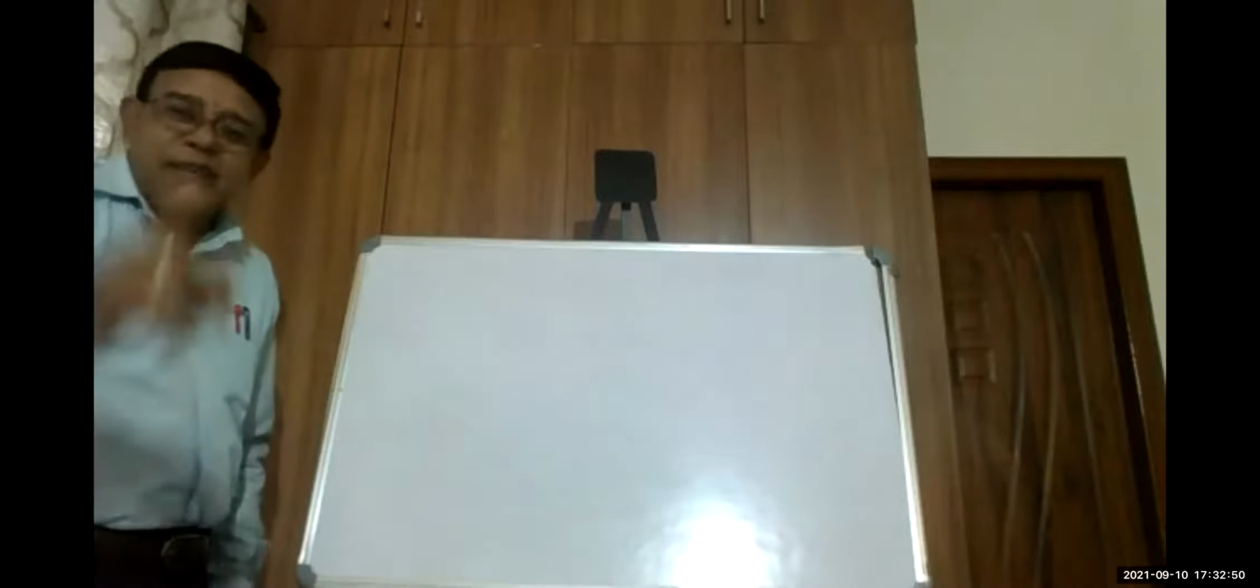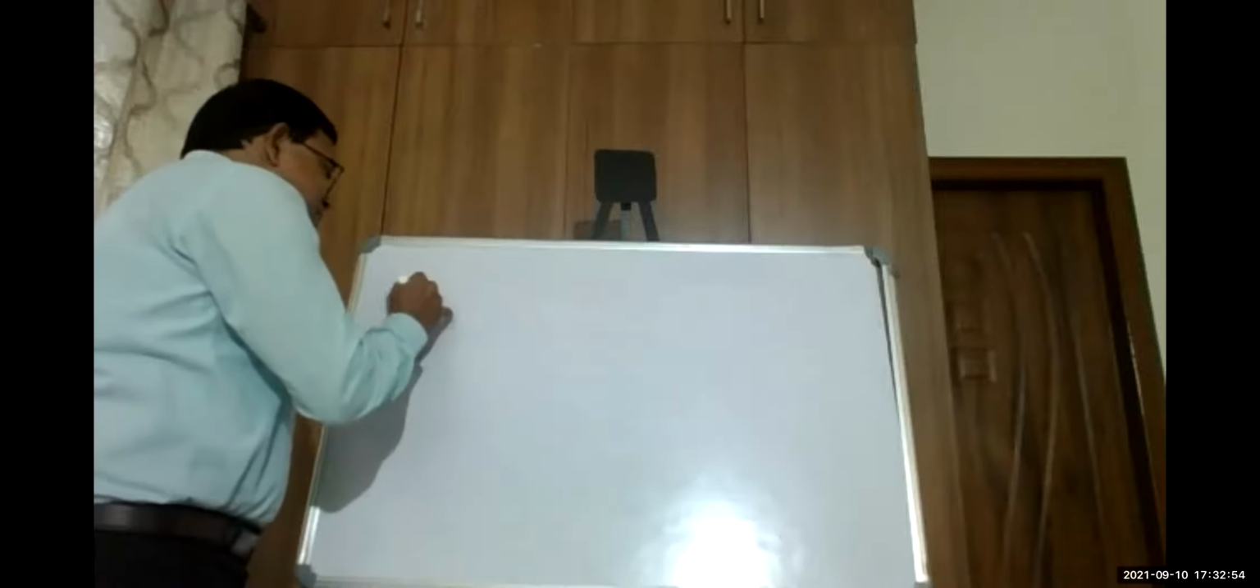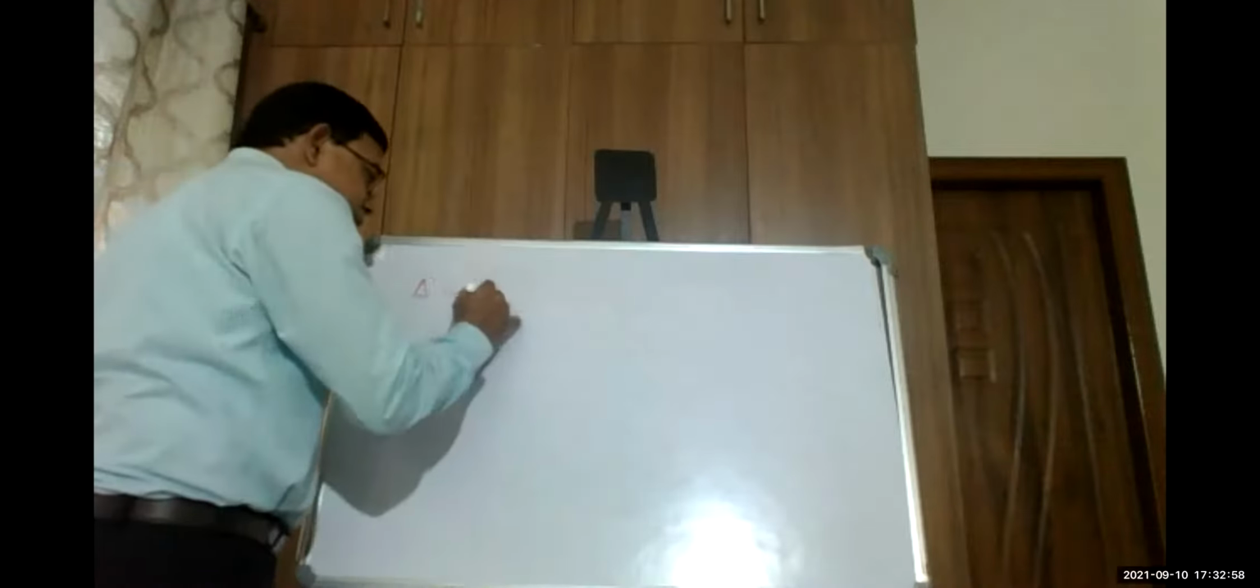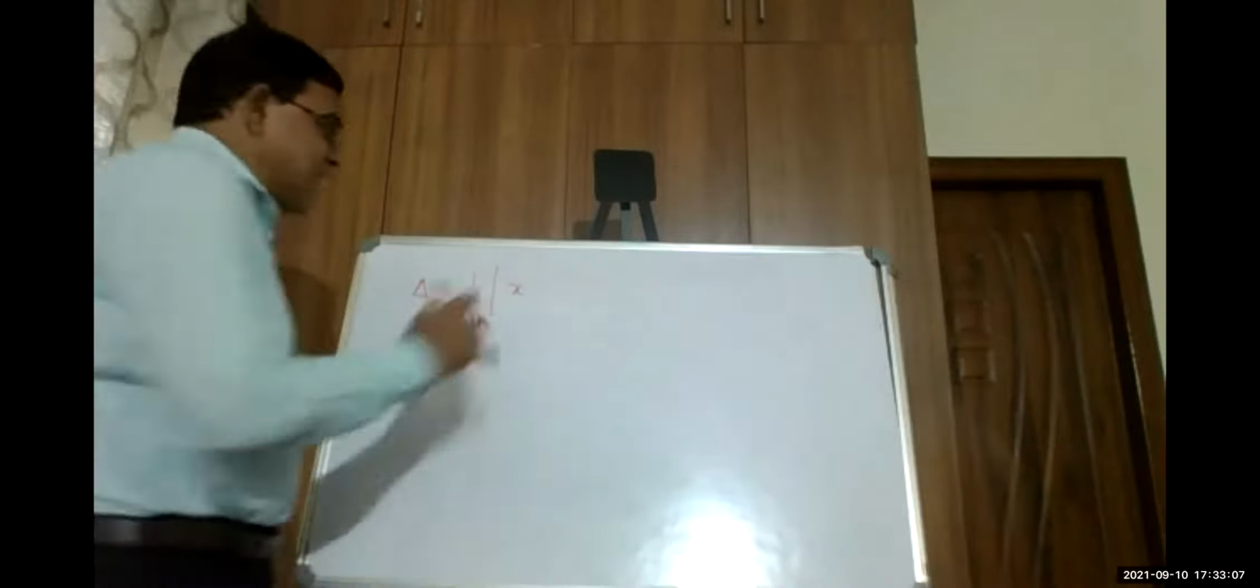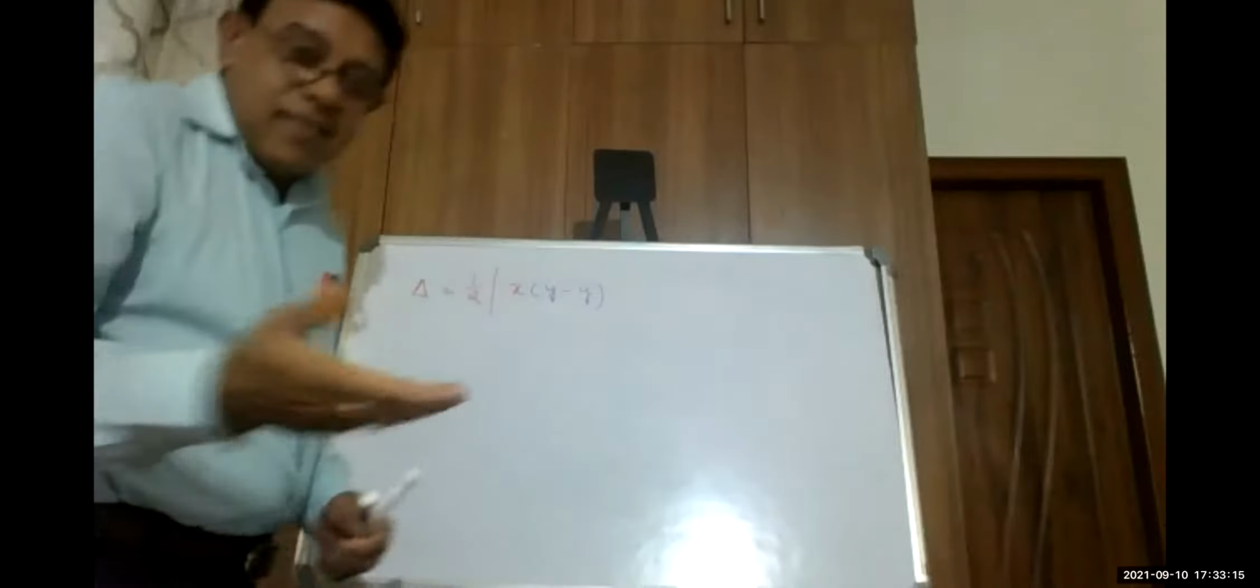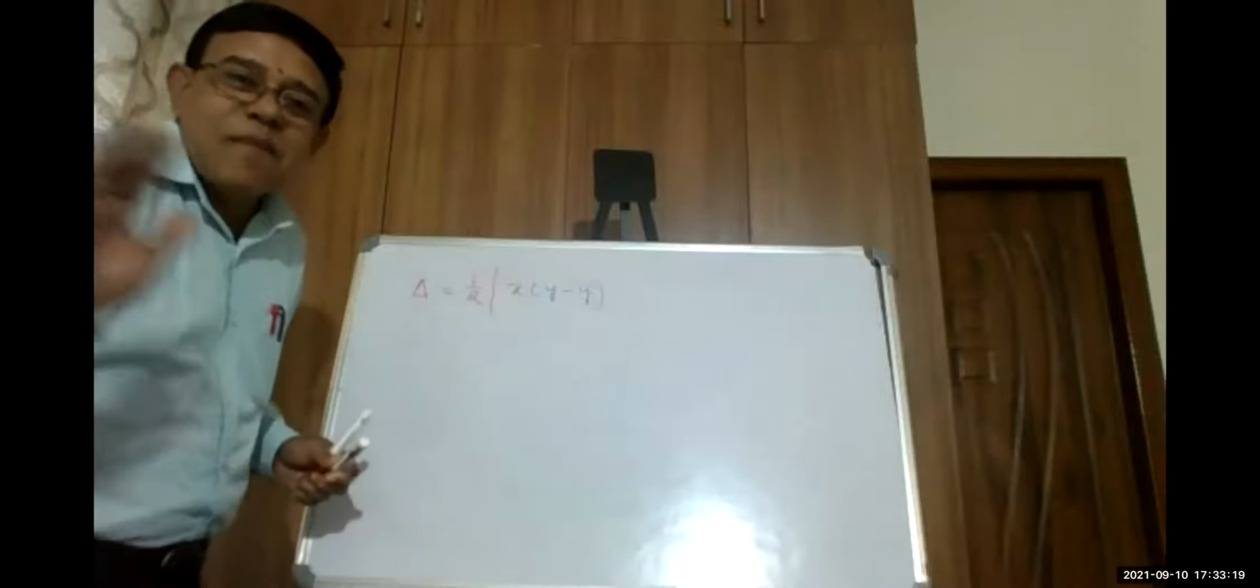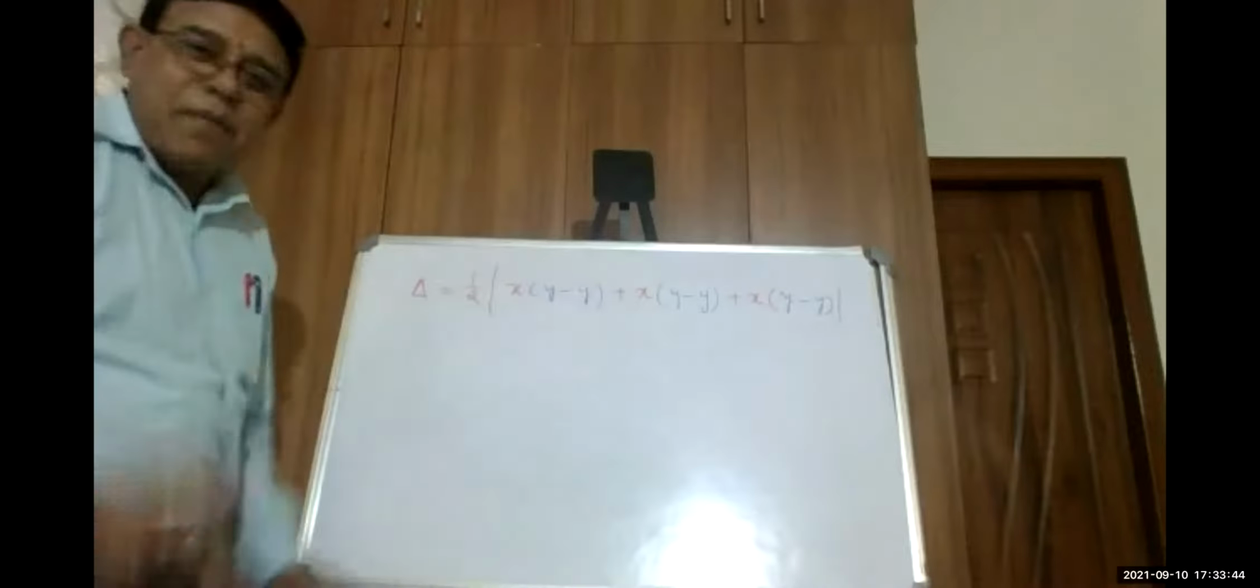See, for the time being, the CBSE people have deleted one formula used to compute the area of a triangle. Area of a triangle is given by half into the absolute value of x. Here also, I will use my clue. x, y minus y. In the beginning, it may look duplicate, but it will become original. Plus x into y minus y. Plus x into y minus y.